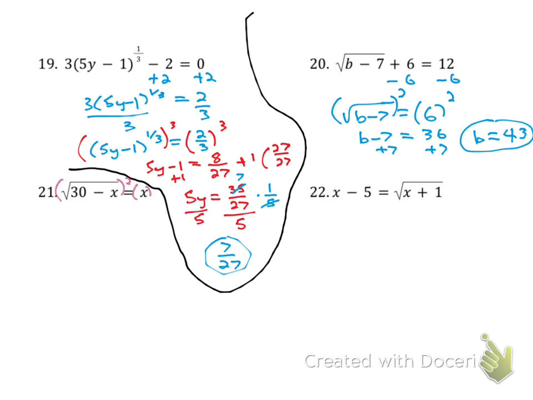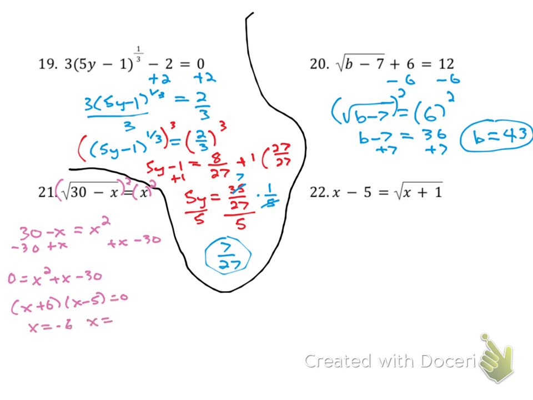21, square both sides. We get 30 minus x equals x squared. I move the left side to the right side to get x squared plus x minus 30. And then I factored the trinomial. Two factors of negative 30 that add to give me 1 are 6 and negative 5. Set them equal to 0. Negative 6 does not work. 5 does work.